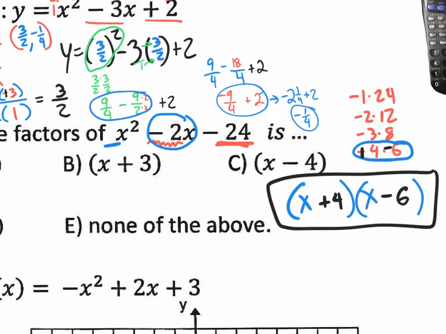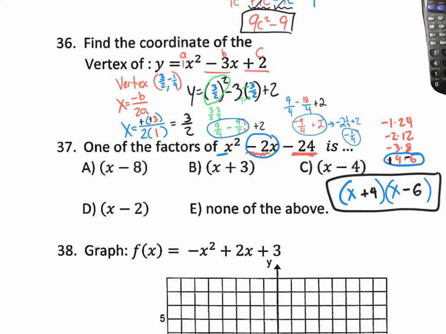But notice how the question is asked. It says one of the factors of this is either A, B, C, D, or none of the above. So C is incorrect because it says x minus 4, and we just said that it's actually x plus 4, right? So that's kind of tricky, right? So it's really none of the above. So be very careful with that, guys. The correct answer is none of the above, because one of the factors is either x plus 4 or x minus 6, and none of those binomials are provided as multiple choice answers.